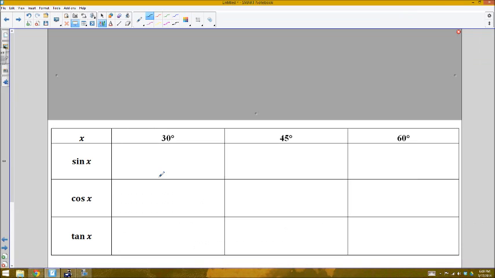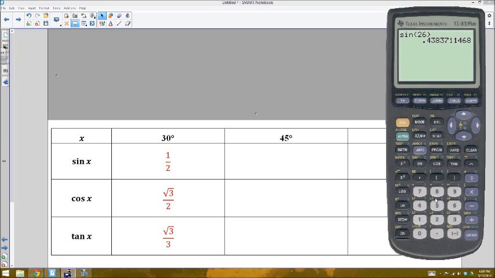Those angles are 30, 45, and 60. Now I'm going to go ahead and tell you that the sine of 30 degrees is 1/2, the cosine of 30 degrees is the square root of 3/2, and the tan of 30 degrees is the square root of 3/3. First, let's see if that's actually true by checking with our calculator. If I type in sine of 30 degrees, I get 0.5, which is indeed 1/2.